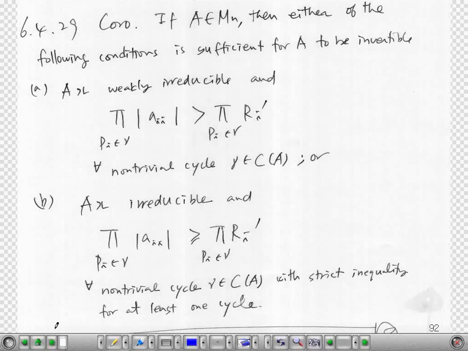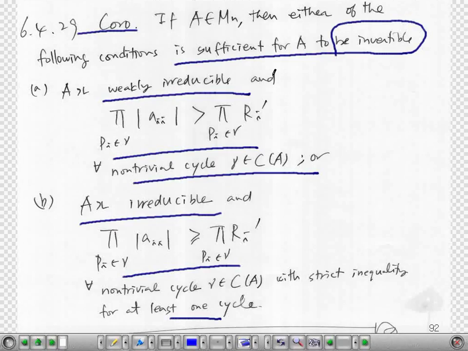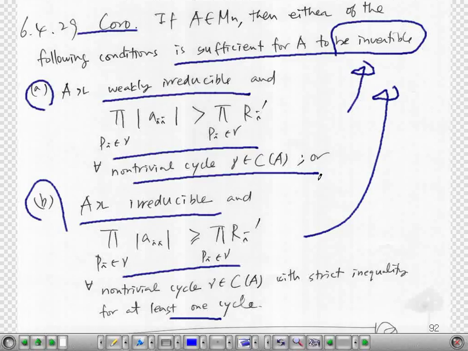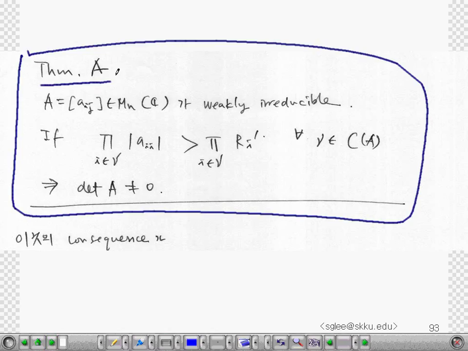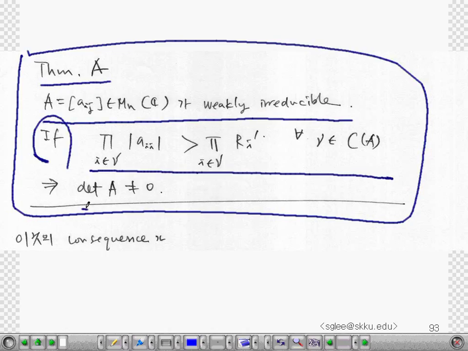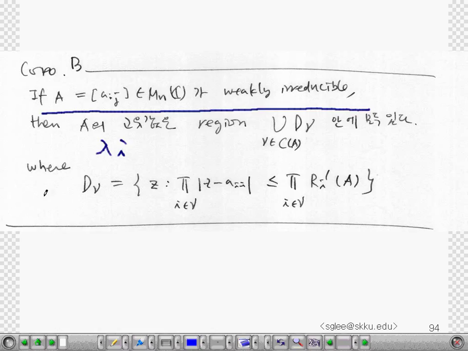We can do similar things, as was done before, with the new concept. Corollary: if A is weakly irreducible and this is satisfied, then we can say A is an invertible matrix. Let's conclude with theorems. Let A be weakly irreducible, and if this holds, then the matrix A is non-singular. The consequence is that if A is weakly irreducible, then all eigenvalues lambda I of A are in the union of this.